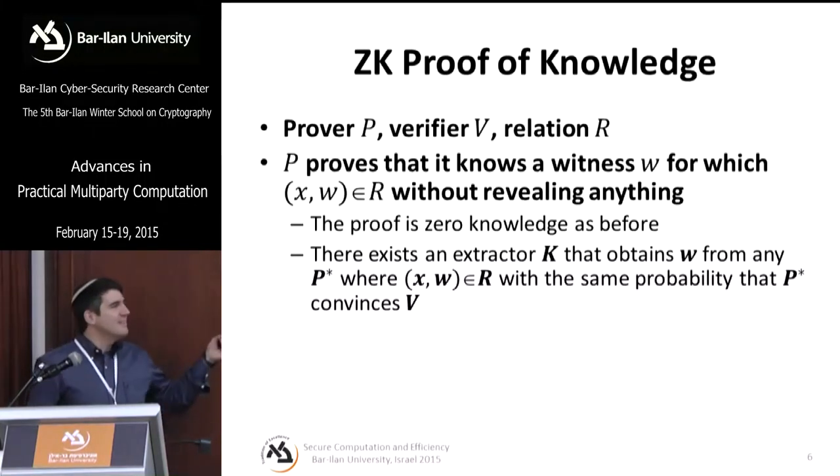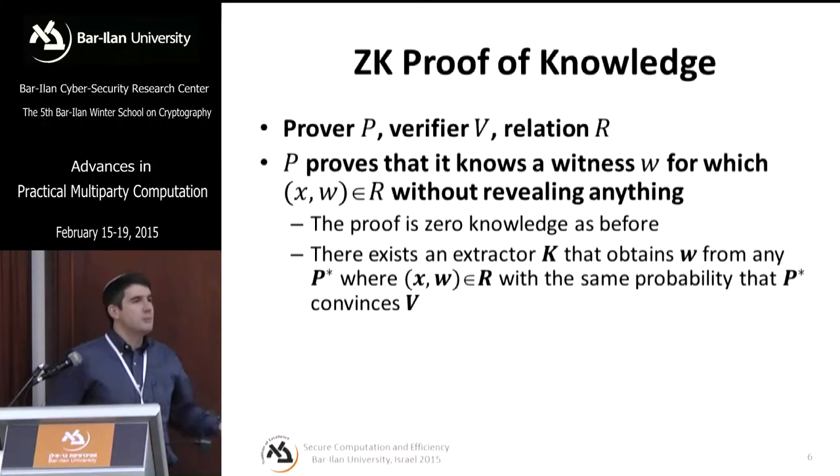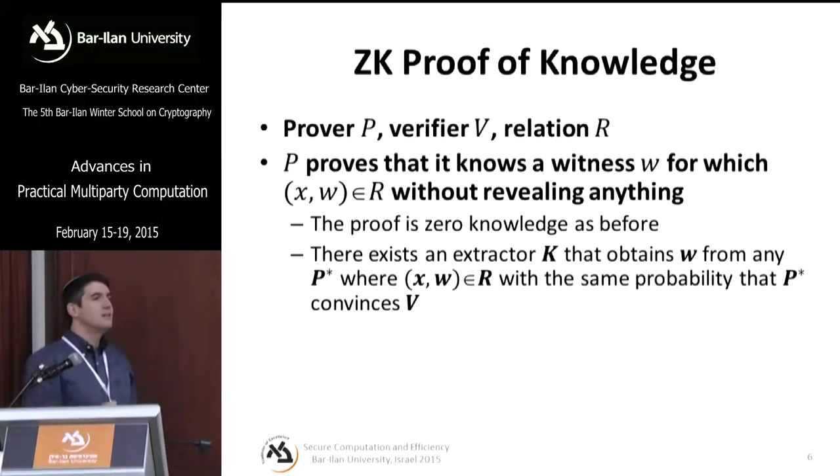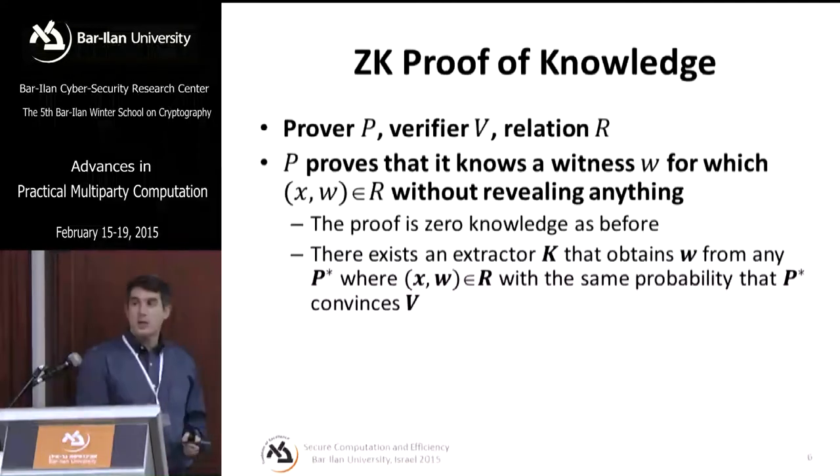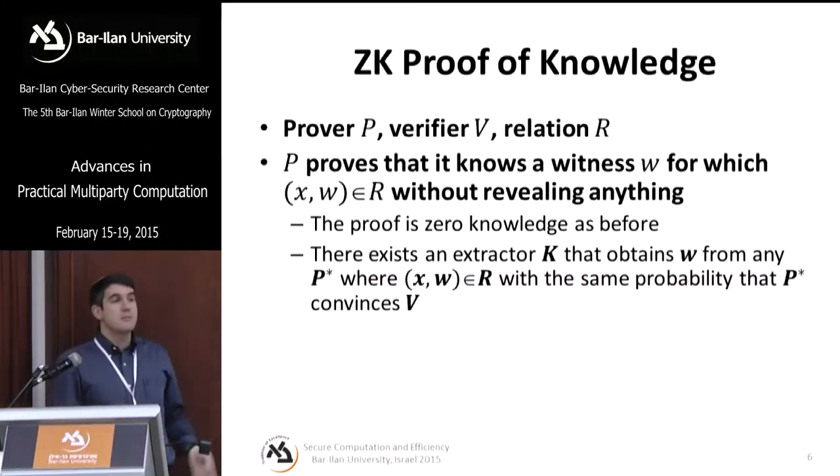What it means is that there is some machine, an extractor we call it, which will interact with the prover and is able to actually get the witness at the end. So we might sometimes want that. Let's say somebody has an RSA public key, and before we issue them a certificate, we want to know whether they actually know the secret key that's associated with that public key. They didn't copy it from somewhere else.